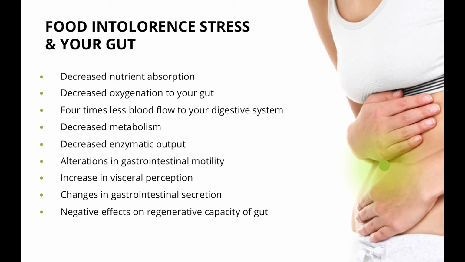Alterations in gastrointestinal motility, increase in visceral perception. So now the organs are starting to protect themselves with this fat layer around them. First they're inflaming and then they're protecting themselves. What about changes in gastrointestinal secretion? Our body needs all these things to be happening to be able to have an optimal gut.